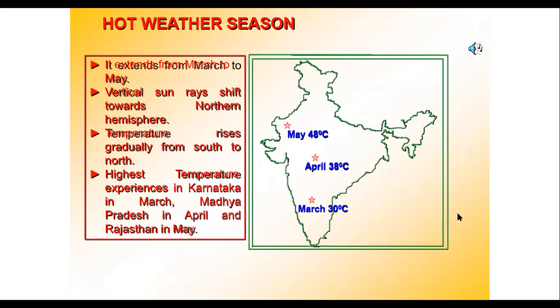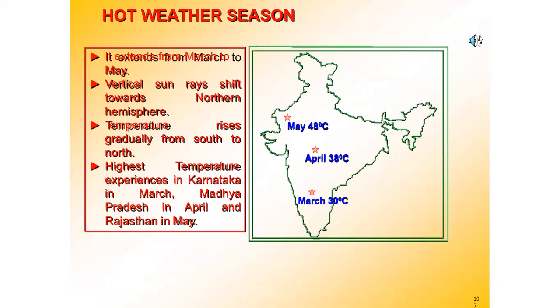Next is the hot weather season. It extends from March to May. The vertical sun rays shift towards the northern hemisphere. Temperature rises gradually from south to north. The highest temperature is experienced in Karnataka in March, Madhya Pradesh in April, and Rajasthan in May. So these are the three places that experience the highest temperatures in different months of the year.